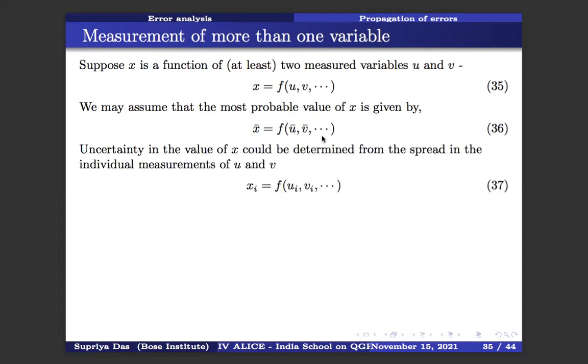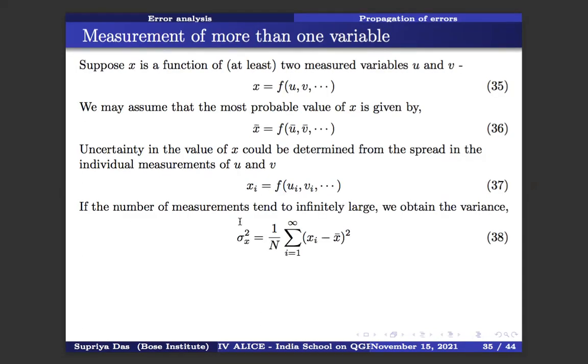The uncertainty in the value of x could be determined from the spread in the individual measurements of u and v. Like the mean was determined from the mean of u and v, the spread can also be measured from the individual measurements, because for spread you need the mean value and the individual measurements, right? So the mean can be given by this, and the spread can be given from individual measurements of u and v. If the number of measurements tends to infinity, then we obtain the variance sigma square x like this. This you have learned in the last class. What is the variance?